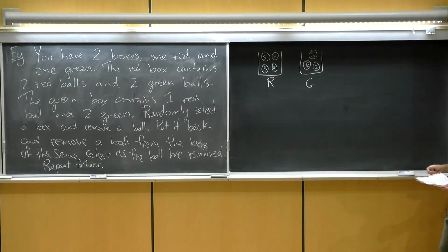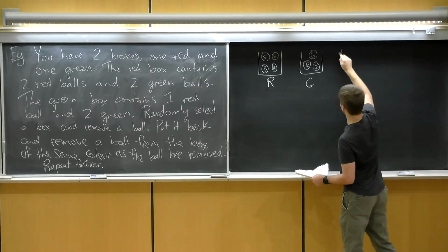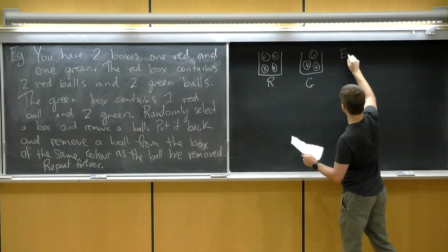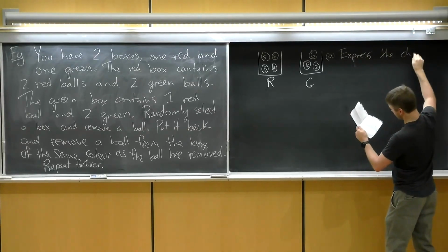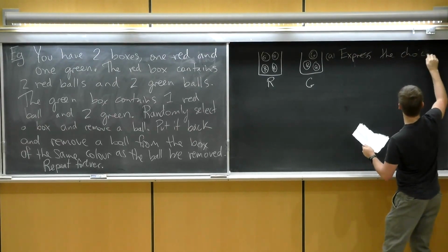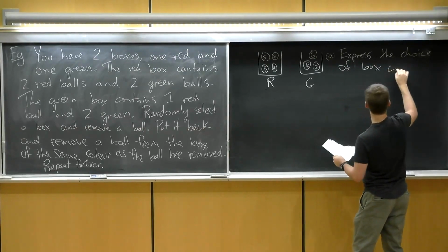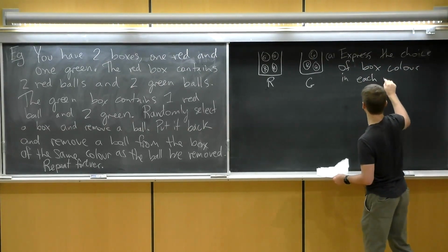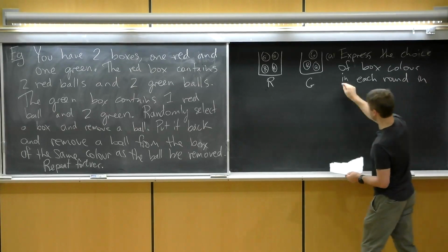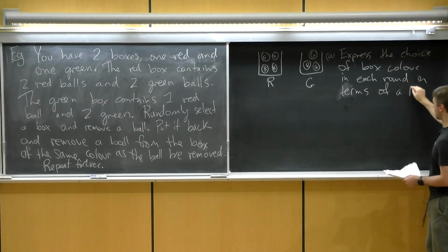Okay. Is that clear? It's a very weird thing to do, but okay. So what I want to do is express the choice of box color in each round in terms of a Markov chain.